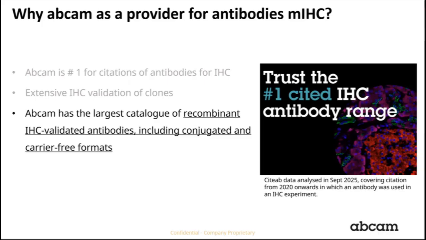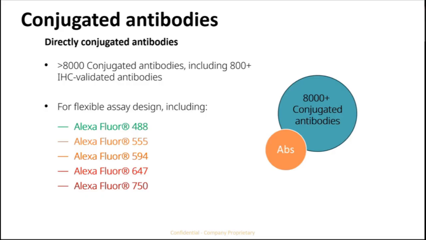And besides our extensive IHC validation, we also have the largest catalog of recombinant IHC validated antibodies, including the conjugated and carrier-free format, to provide additional flexibility for your experiments. So we currently have over 8,000 conjugated antibodies, of which 800 plus are IHC validated for flexible assay design. But let's say the fluorophore that you are interested in is not available for the antibody of interest, you can also consider doing the conjugation yourself.